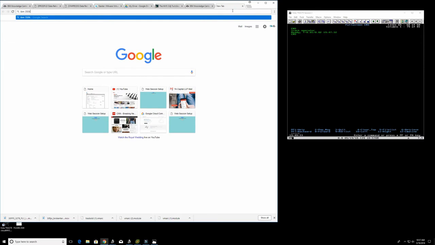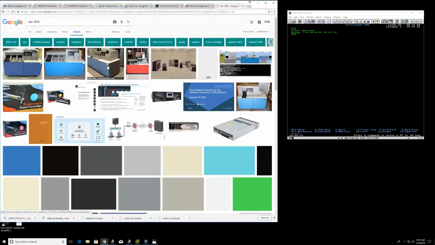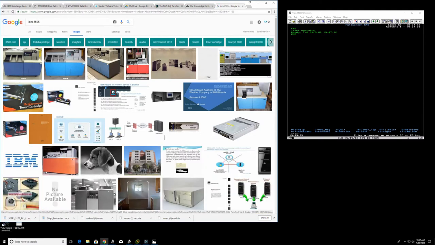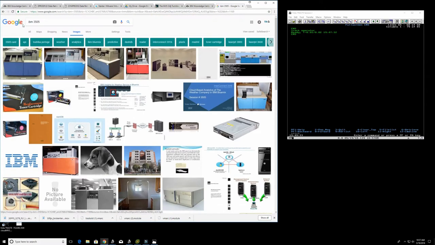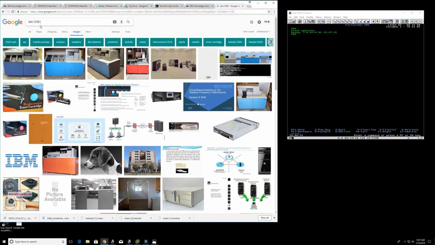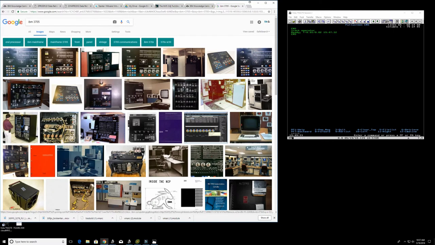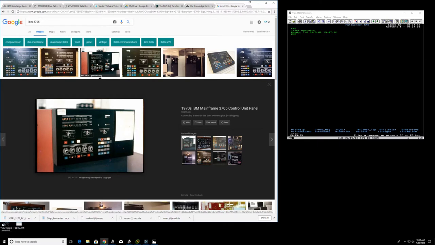VTAM came along with the IBM 3705 telecommunication controller. Let's see, can I find a good image? Yes. So these were the communication controllers that you could attach terminals to. Let me see if we can find a good one. Yeah, that's a 3705, which, by the way, is fully emulated in TK4.